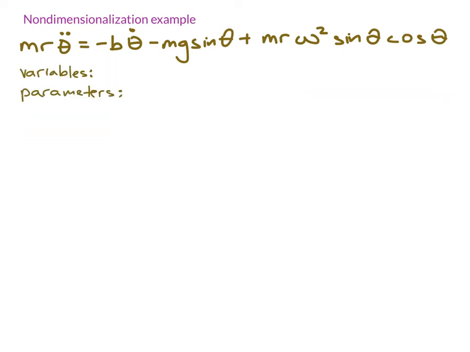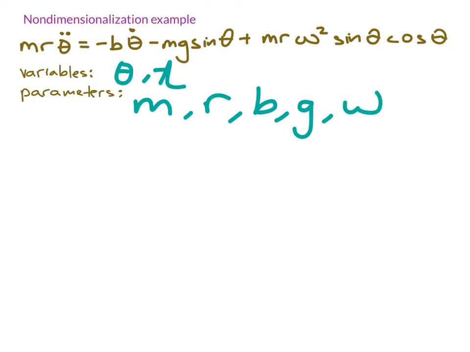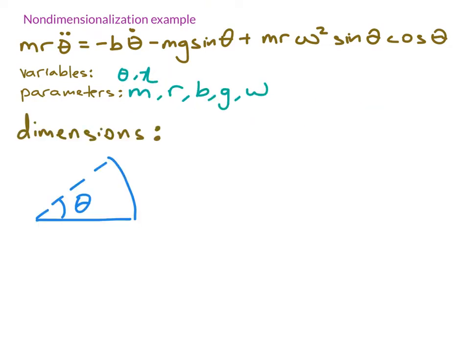To start, we identify the variables. They are theta and t. And then we identify the parameters. We have m, we have r, we have b, we have g, and we have omega. Now I'll identify the dimensions. It's likely that I'm only going to need the dimensions of the variables to work on this problem, so let's take a look at those.